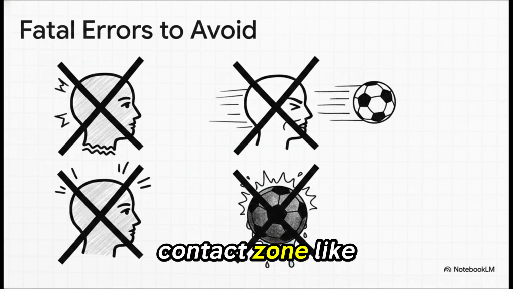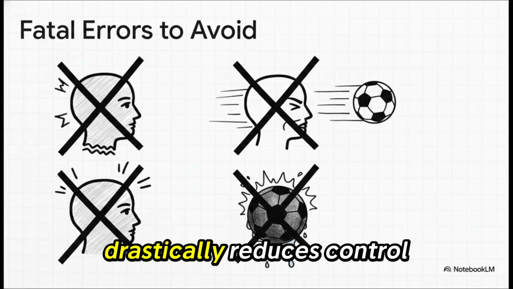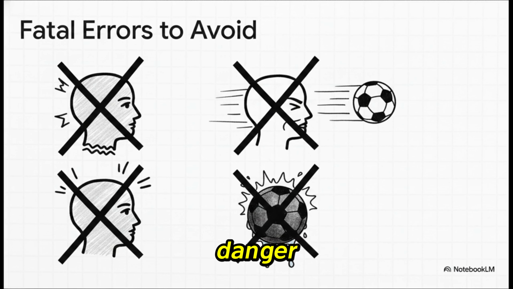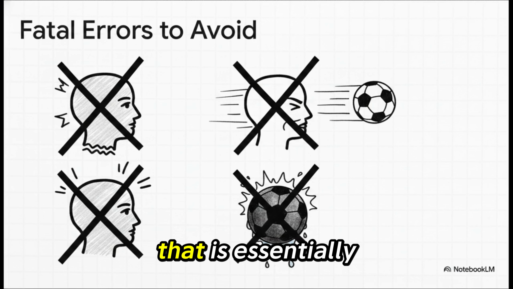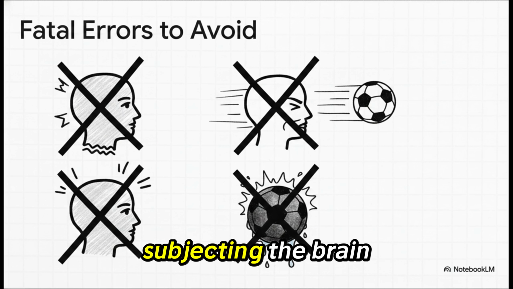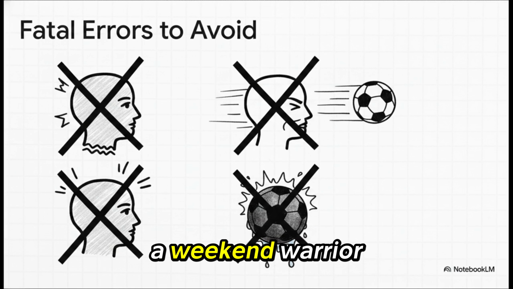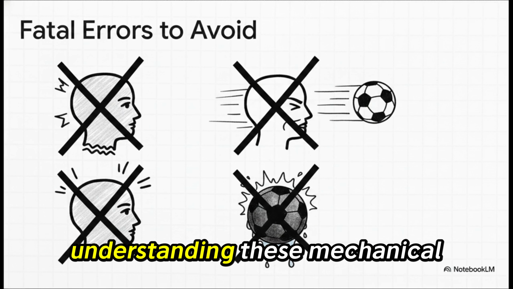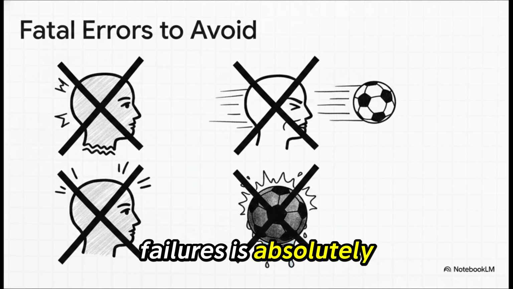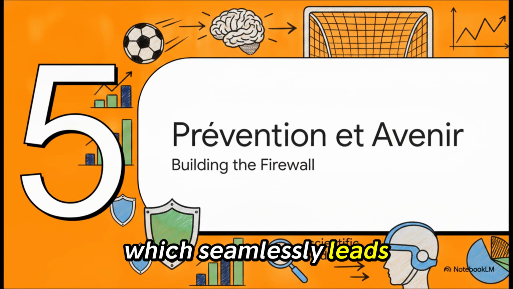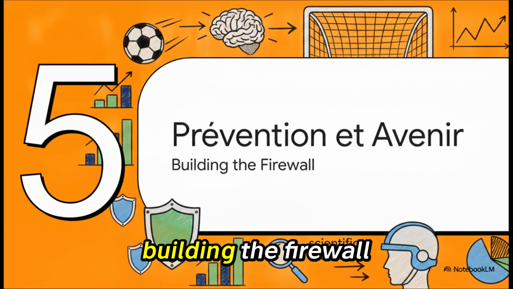Using a bad contact zone, like the top of the head or the temples, drastically reduces control and spikes the danger. And finally, practicing with a heavy, waterlogged, or overinflated ball. That is essentially like heading a cannonball, subjecting the brain to completely unnecessary trauma. Whether you're a casual fan, a weekend warrior, or coaching kids, understanding these mechanical failures is absolutely crucial. Which seamlessly leads us right into our final section, building the firewall.